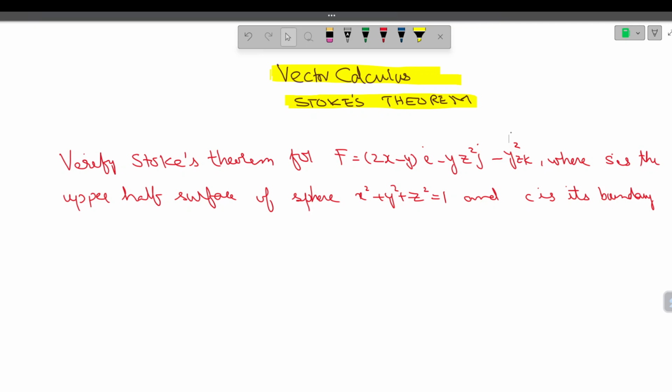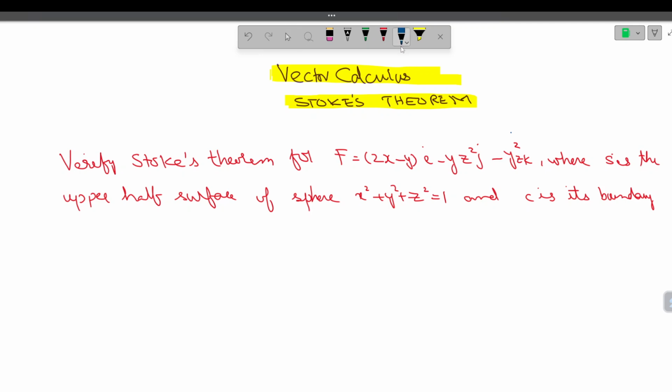Hi everyone, today we'll discuss a problem on Stokes theorem. That means verify Stokes theorem for the function f equal to 2xy i minus y z square j minus y square z k, where S is the upper half surface of the sphere x square plus y square plus z square equal to 1 and C is its boundary.